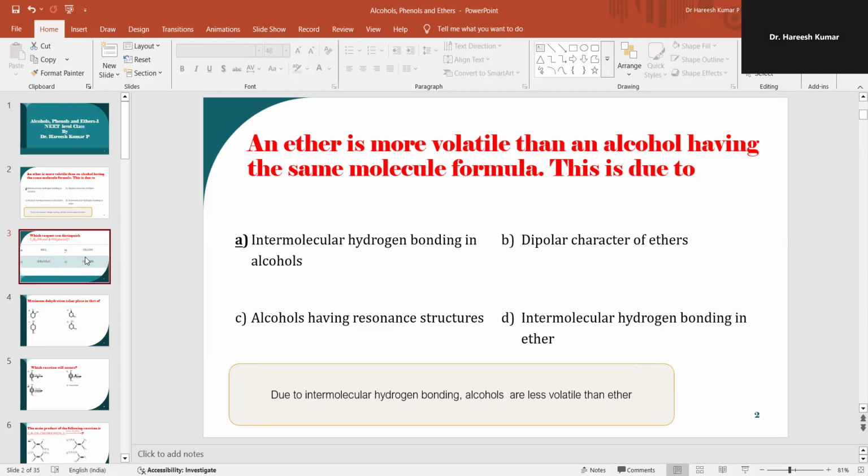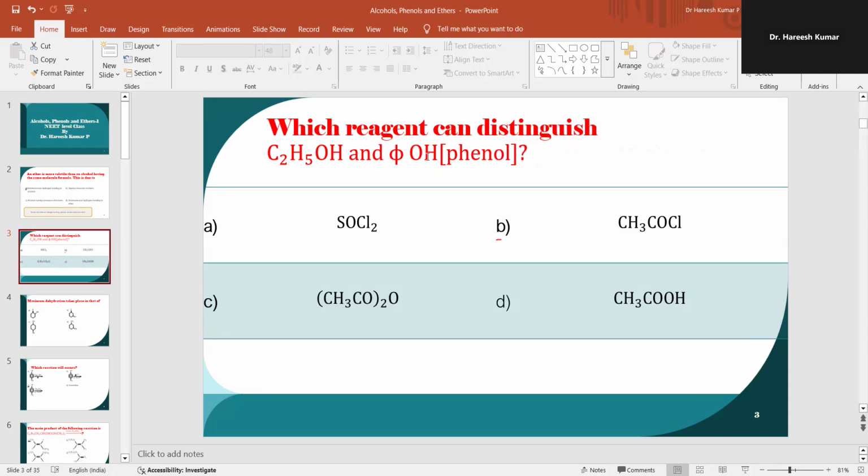Let's take another question. Which reagent can distinguish ethanol and phenol? Here acetyl chloride is the better reagent. Using this acetyl chloride, it is possible to distinguish between ethanol and phenol. Why? Because once acetyl chloride is added to ethanol, effervescence is observed immediately, whereas when acetyl chloride is added to phenol, a slow reaction occurs. That's the reason this is the right reagent to distinguish between ethanol and phenol.